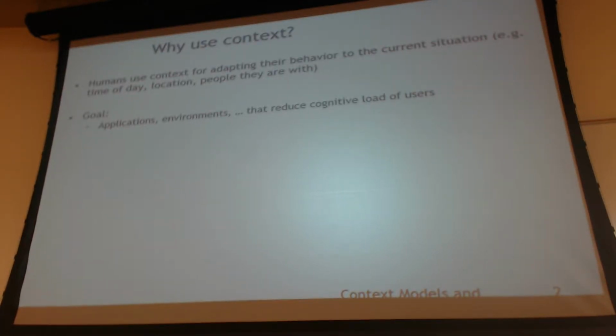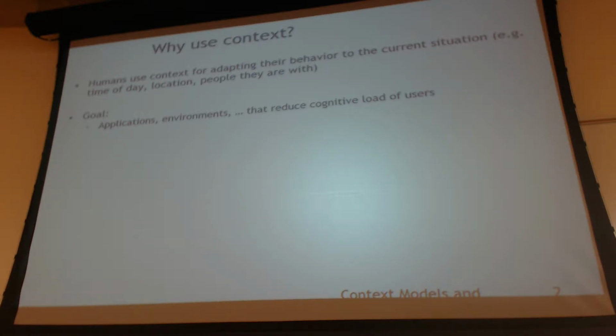If we just think about the term, context can mean many different things. Humans use context for adapting their behavior to the current situation. So context can be the current situation. The current situation can include many different things. It can include time of the day, location, people, and so on. Now, what is the goal? Why do we need to define context? Because we need to make applications aware of the environmental changes. So we can say that whenever the environment changes, there is a context change.